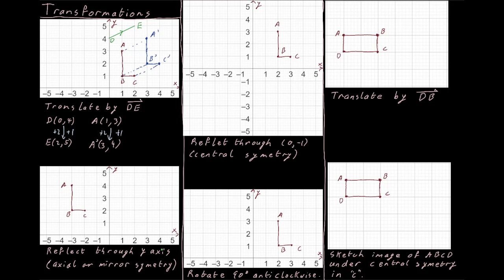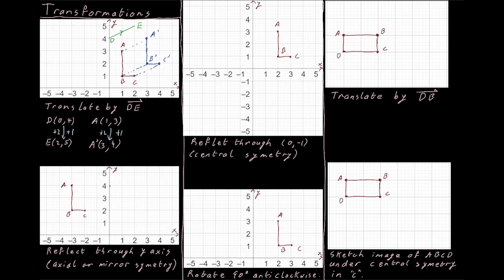Now, another way that we can do a transformation is to reflect something in a line. And often the line that we are expected to reflect in is one of the axes, either the x or the y axis. So this is called axial symmetry or mirror symmetry. So axial because we often end up using the axis as our mirror, and mirror symmetry because it looks like a reflection. So let's have a look at what the reflection of this looks like in the y-axis.